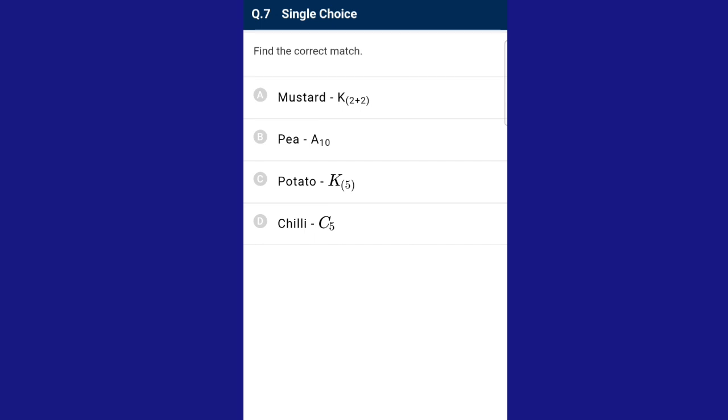Question number 7. Find out the correct match. In Solanaceae family, calyx consists of 5 sepals and is gamosepalous. Sepals are fused. That is written K, denoted as calyx consists of 5 within bracket, and the corolla has 5 petals which are gamopetalous. Petals are fused, that is also written C, 5 within the bracket. And potato and chili belong to the family Solanaceae. Answer is option C, potato.